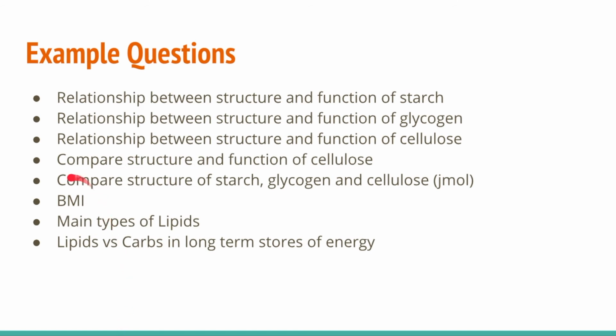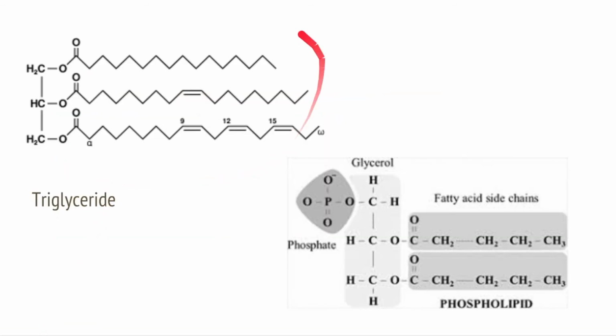You need to be able to calculate the body mass index with the formula: mass in kilograms divided by the height in meters squared. The main types of lipids come in triglycerides, which are composed of 1 glycerol and 3 fatty acids. Examples are fats, which are solid, and oils, which are liquid. These are hydrophobic. The phospholipid is like the triglyceride, but one fatty acid is replaced with a phosphate group.